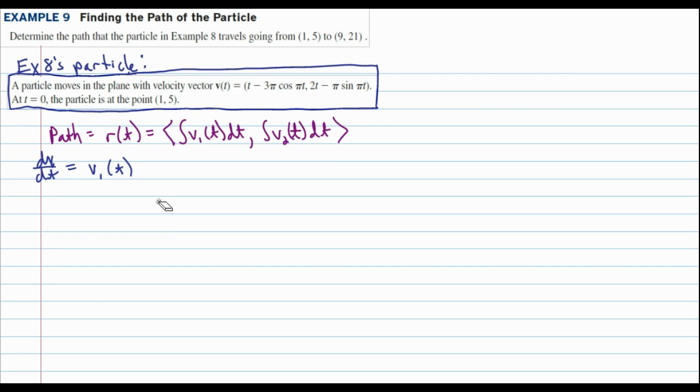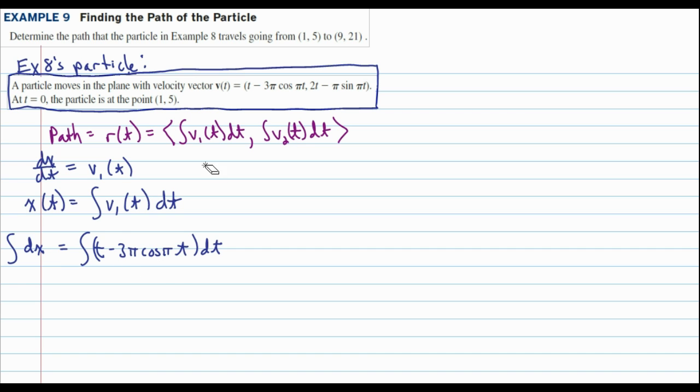So dx/dt is v1 of t. That means I'm going to multiply both sides by dt and find the antiderivative of both sides, which would give me the antiderivative of dx equals, so I plugged in v1. From example 8, the horizontal expression for velocity was t minus 3 pi cosine of pi t, and then of course the dt. So now x of t equals the antiderivative, and then don't forget your plus c.